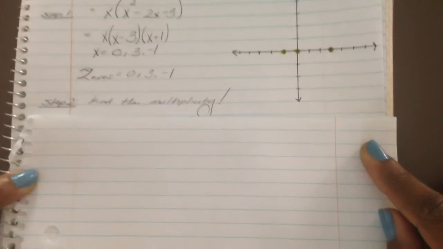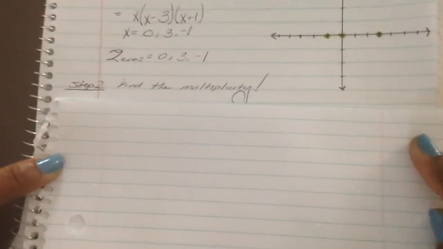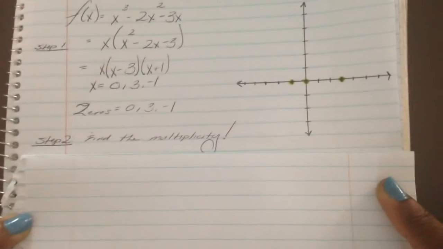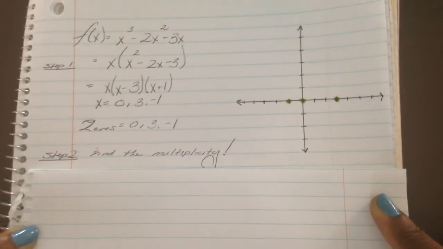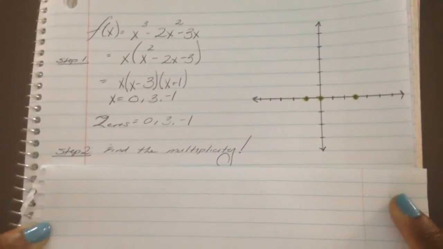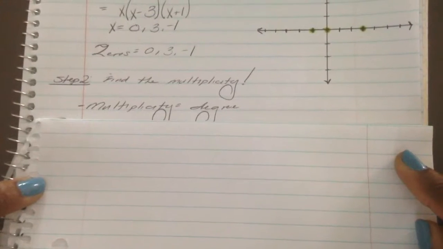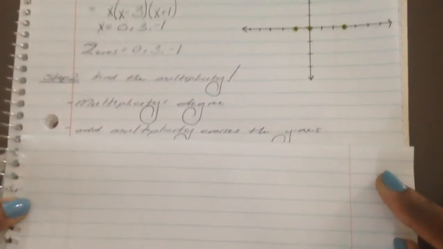The next step to graphing a polynomial is to find the multiplicity of the zeros. A zero has a multiplicity which refers to the number of times that its associated factor appears in the polynomial. Basically, the multiplicity is the degree of the x. Odd multiplicities will cross the y-axis when graphing, and even multiplicities will bounce on the y-axis.